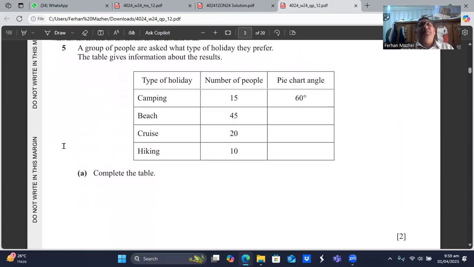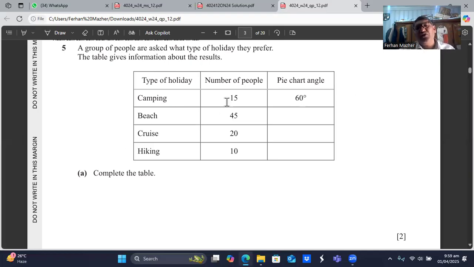A group of people are asked what type of holiday they prefer. The table gives information about the results. So camping, 15 people. On the pie chart, this is represented with 60 degrees. Beach, 45 people. Cruise, 20 people. And hiking, 10 people. The question is complete. The table is worth 2 marks.